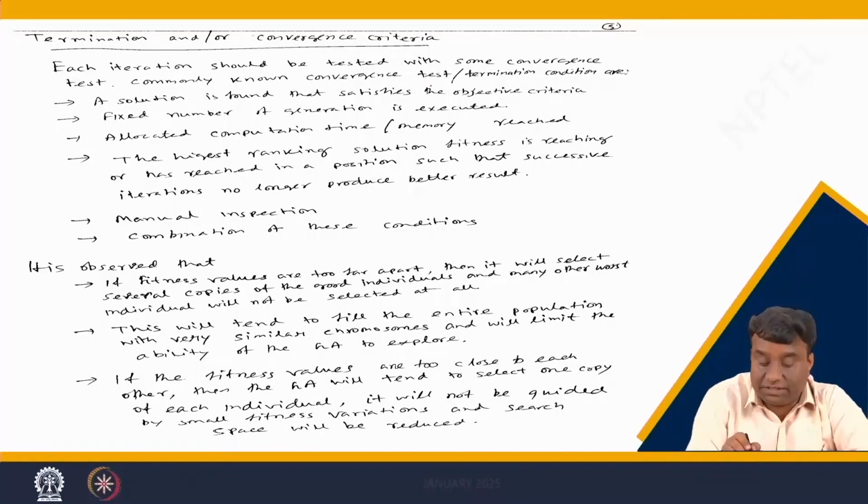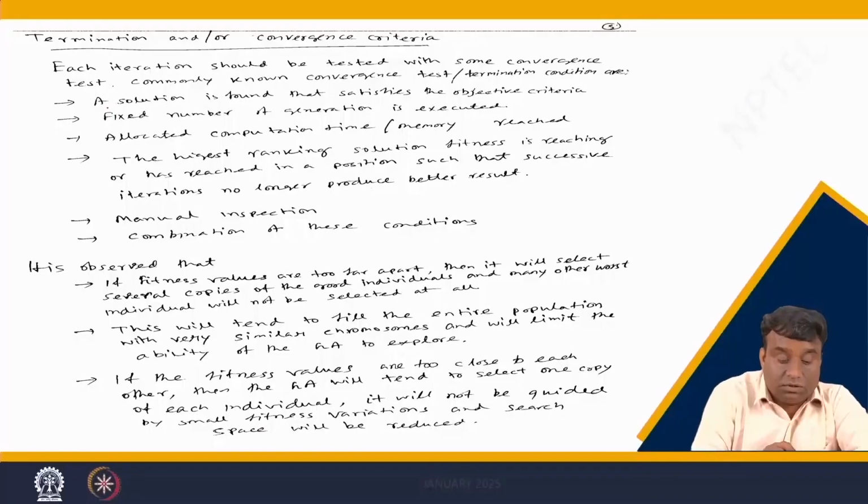Commonly, convergence tests or termination conditions are: a solution is found that satisfies the objective criteria, then we terminate the genetic algorithm; or a fixed number of generations is executed. Suppose 50 generations are executed, then we can stop it. Or the allocated computation time or memory is reached.